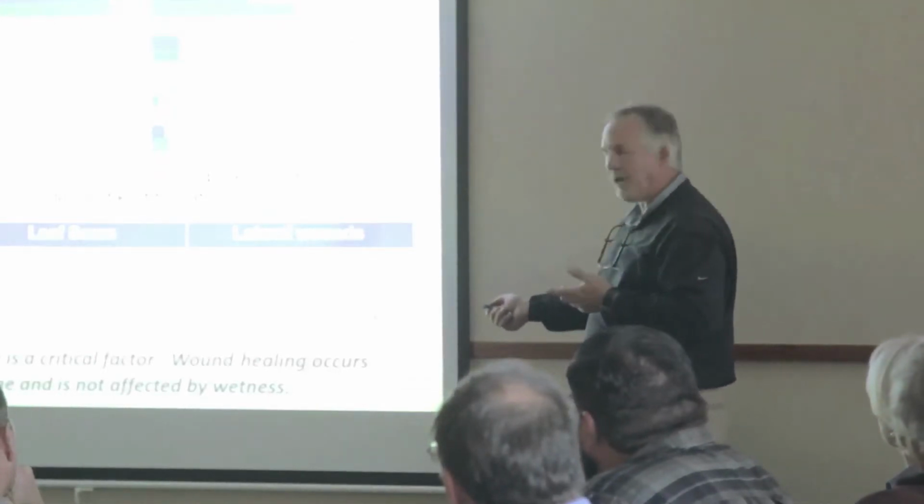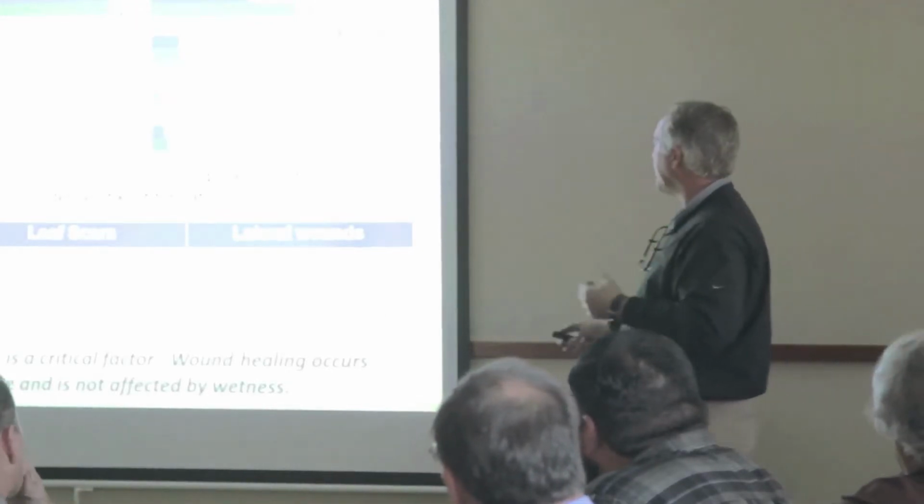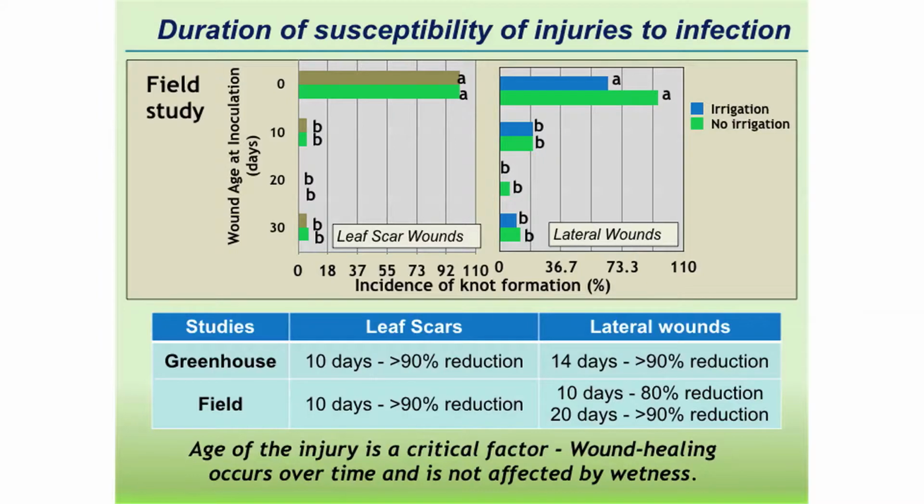The other thing we did is these lateral wounds, and this is related to the mechanized aspect of harvest, for example, where you get scraping injuries. And it's a little bit longer. In the greenhouse, it was about 14 days, and in the field, 10 to 20 days, depending on the growth stage of the plant, to get greater than 90% reduction. So the age of the injury is critical, and wound healing by the plant naturally happens. It'll dry out, and that wound will not be susceptible, even if you have wetness and bacteria, because it becomes resistant to the infection.